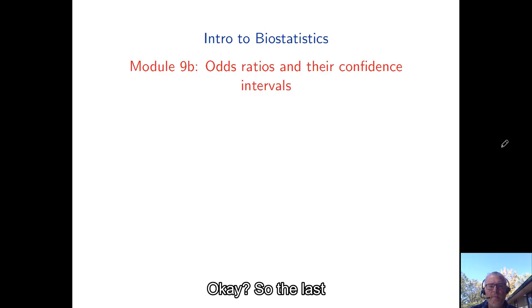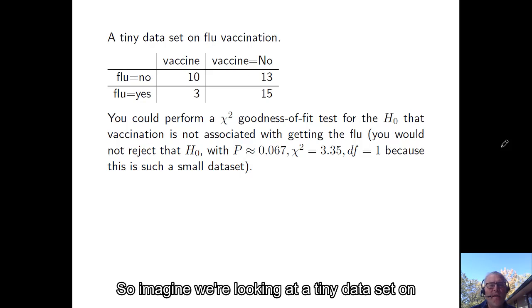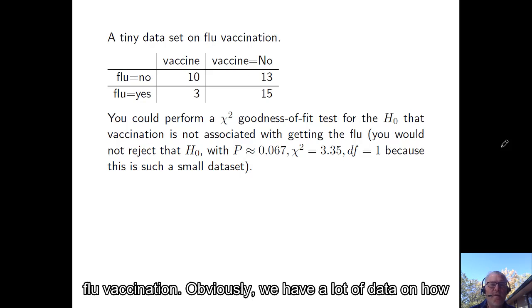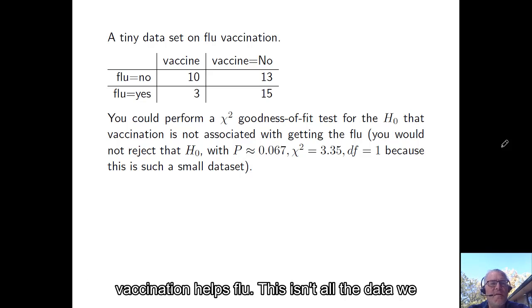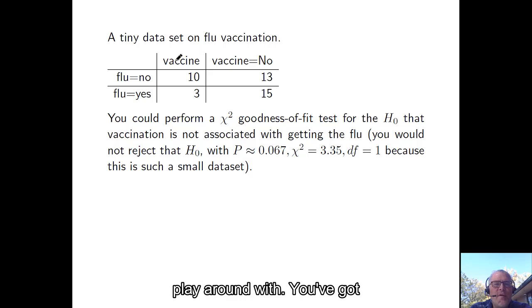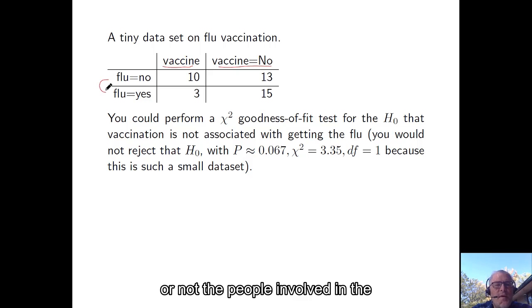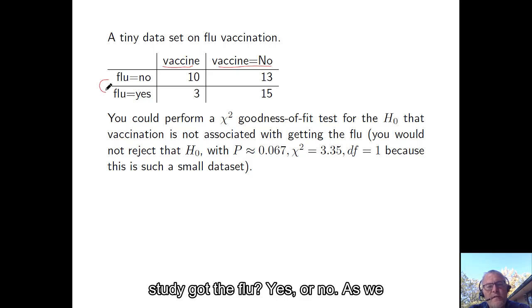Okay, so the last lecture in Chapter 9 is on this concept of odds ratios and confidence intervals for those odds ratios. So imagine we're looking at a tiny data set on flu vaccination. Obviously, we have a lot of data on how vaccination helps flu, so this isn't all of the data we have. This is just a tiny example data set to play around with. So you've got a treatment vaccine versus a control no vaccine, and then you're looking for the outcomes, whether or not the people involved in the study got the flu, yes or no.